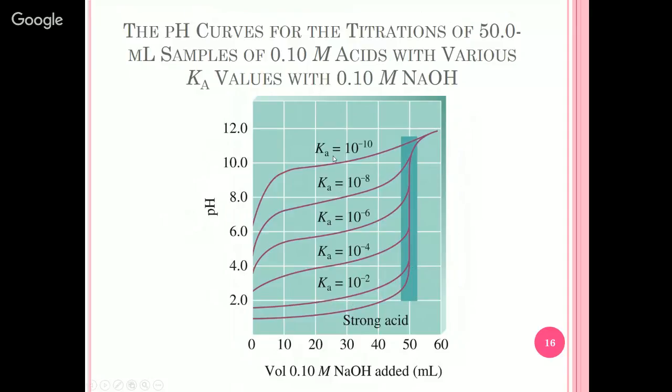But notice here, Ka of 10 to the negative 10, that's actually closer to being a base than anything. We start at a pH of about 6.5. So notice we increase with a very gradual slope until we actually reach the equivalence point.